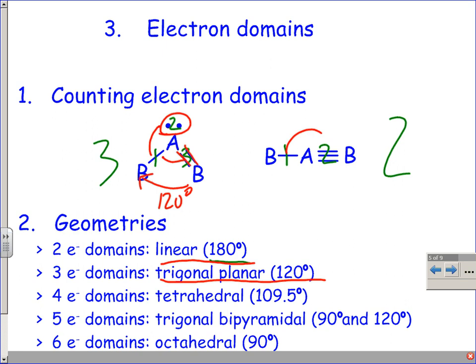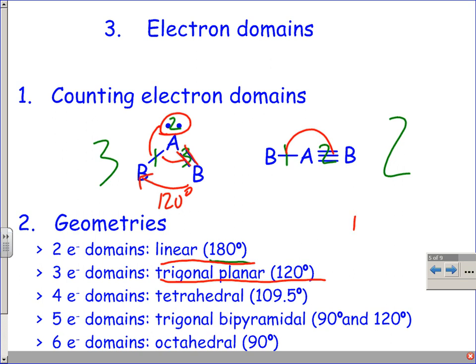So that's exactly what that's going to be. That bond angle would be 180. So you need to understand how the number of electron domains transfers to an electron domain geometry, and you need to also understand what the degree angle is. What is the base degree angle in those bond situations?